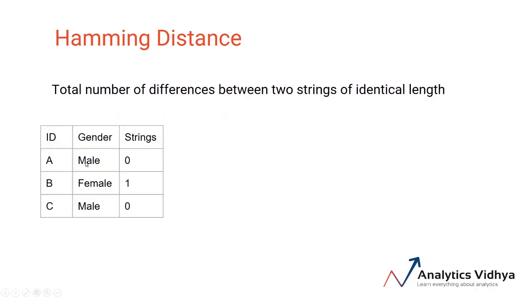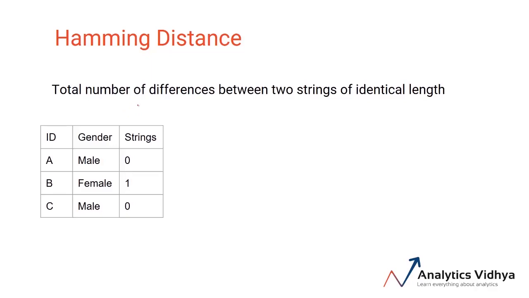So for now we have one variable, gender, and we have 3 rows A, B and C. So I've converted the variable gender, male and female, into strings 0 and 1. Now in this case, 0 and 1 do not have an order. So 1 is not greater than 0 and 0 is not less than 1.